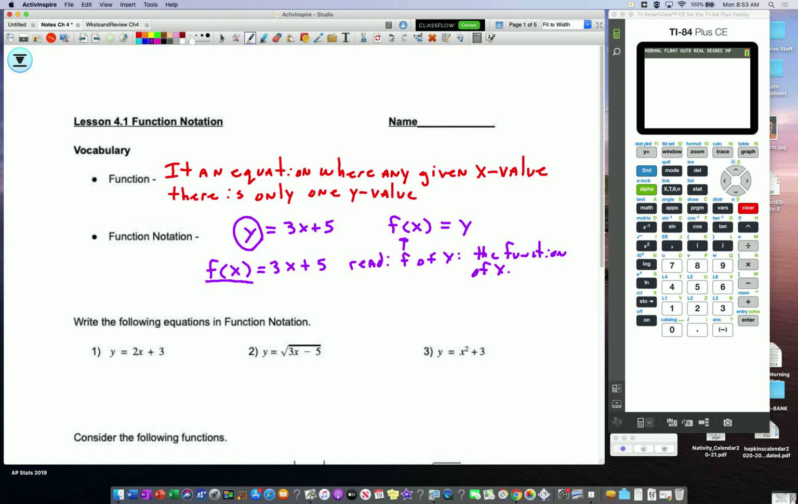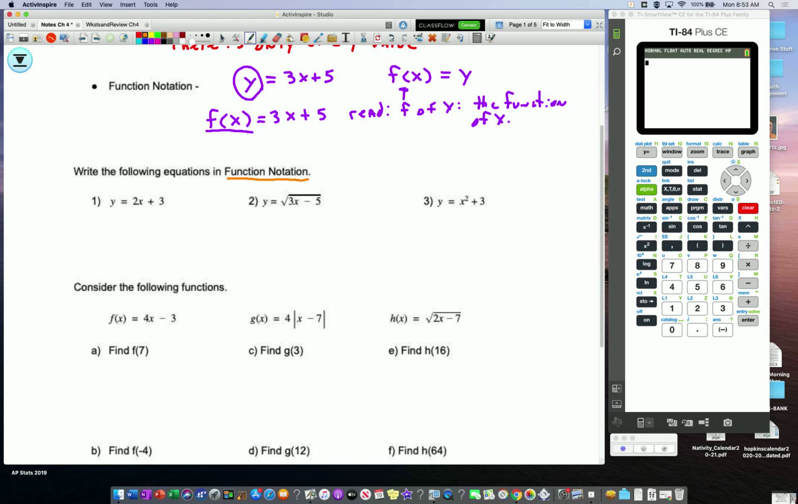First and foremost, number 1 says, write the following equations in function notation. All you're doing on these is replacing the y with f of x. So f of x equals 2x plus 3. For this one, f of x equals the square root of 3x minus 5. And f of x equals x squared plus 3. So it's just the notation.